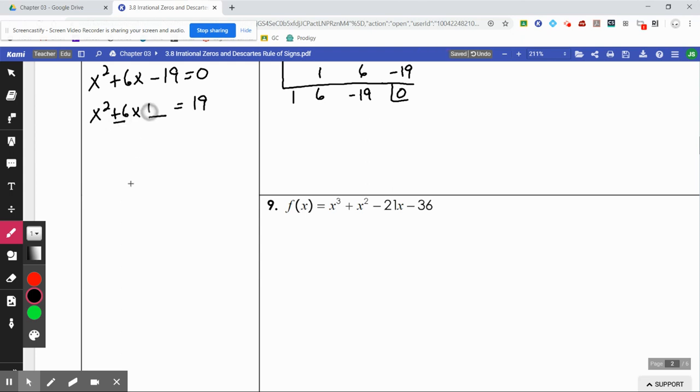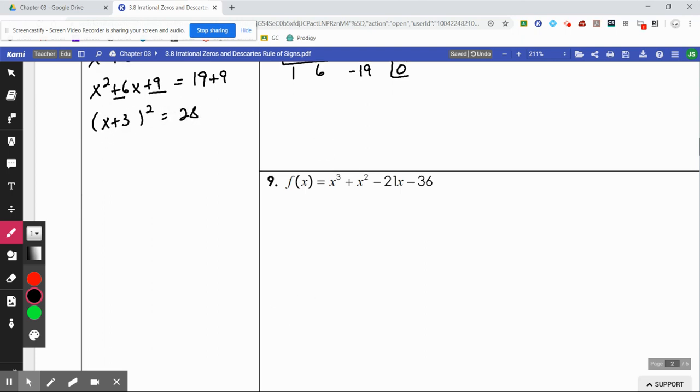Half your middle term, square it. Gives you 9. Whatever you add to one side, add to both sides. Factor it. That'll be x plus 3 squared equals 19 plus 9, which is 28. Now you're able to solve it. To get rid of a square, we're going to go to the other side and do plus and minus the square root.